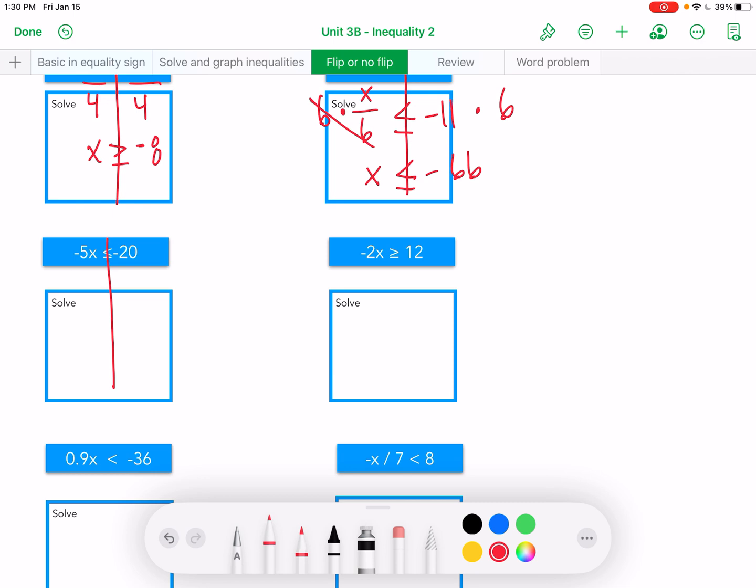-5x, so we have a negative number, we're multiplying. The opposite of multiplying is dividing. We're dividing both sides by -5. Since we are using a negative number, we're going to flip our inequality. X is greater than or equal to -4.